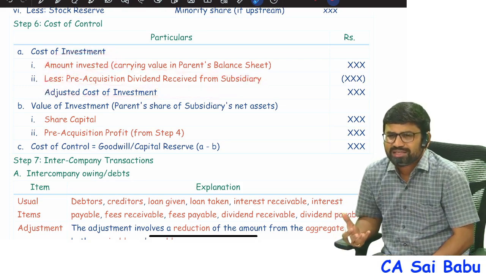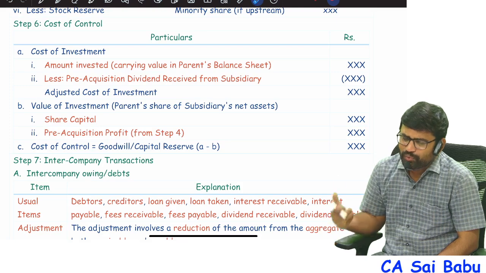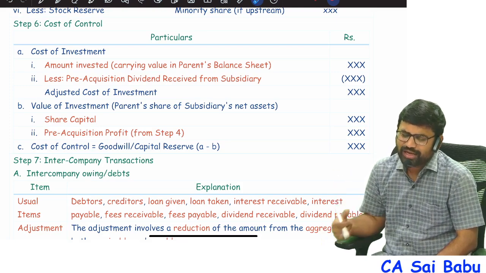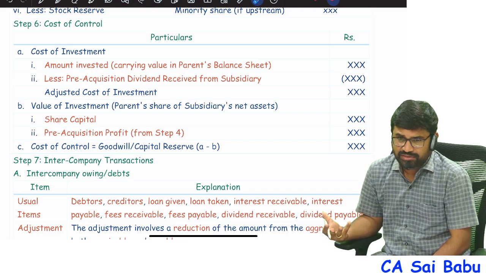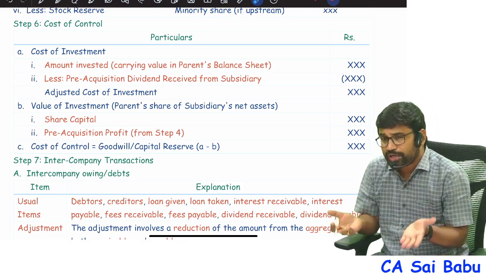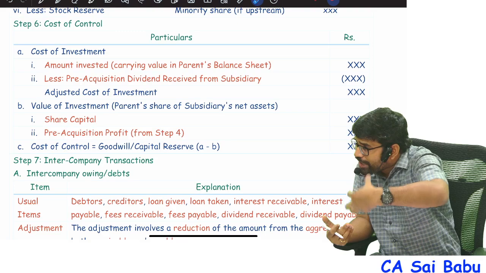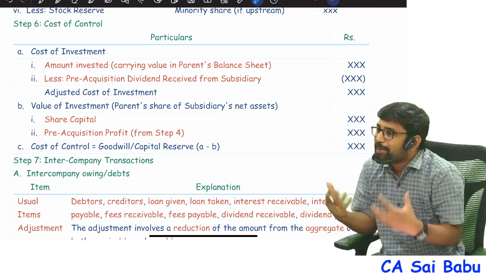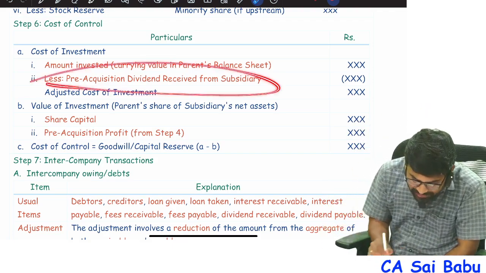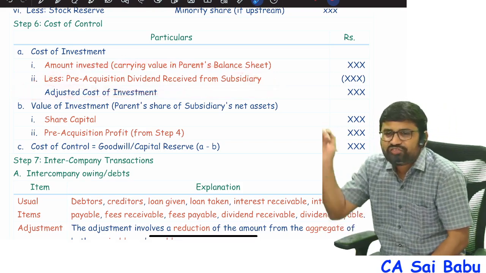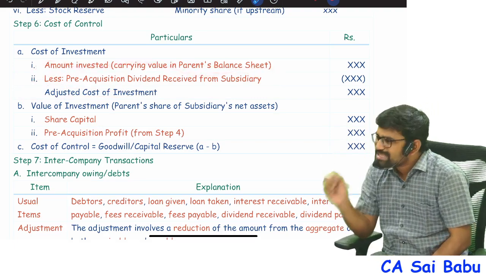Why? Already I told you, in the subsidiary company, whatever profits are already there at the time of acquisition, the nature of those profits is capital profits. You don't have any investment till that point of time, but now you are getting rights on those profits also. Without having investment, if you get a right on any profits, they are capital profit. They will be adjusted to the cost of investment. That's why if you receive any dividend from the subsidiary from pre-acquisition profits, it is adjusted to the cost of investment.